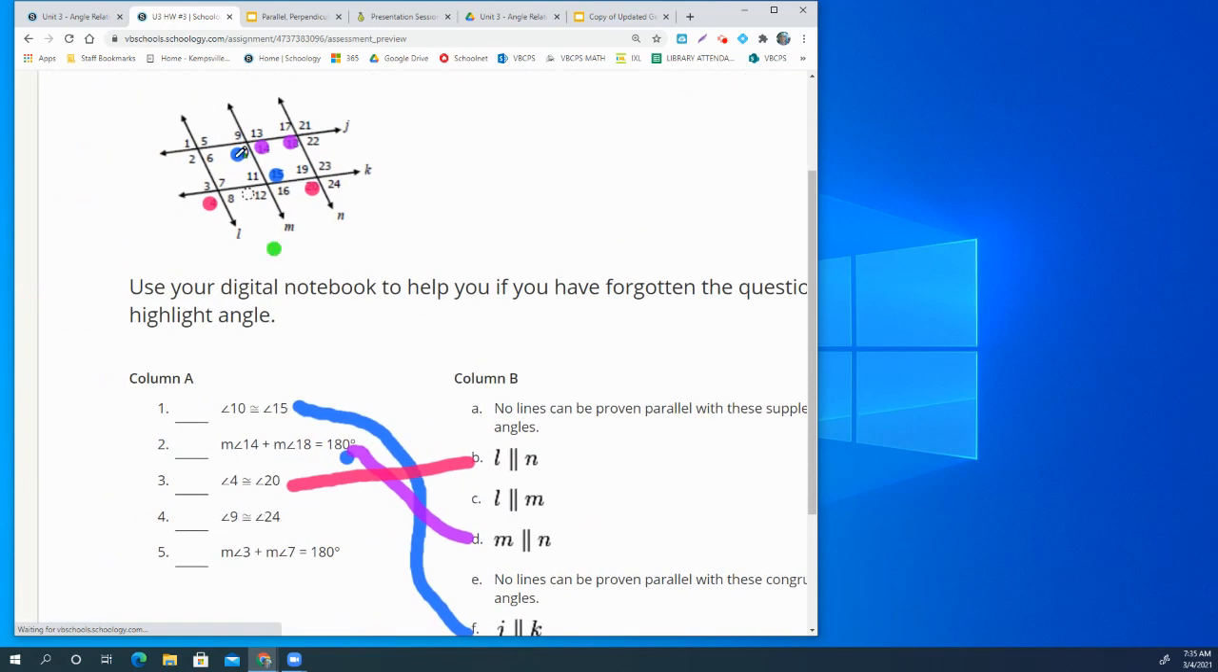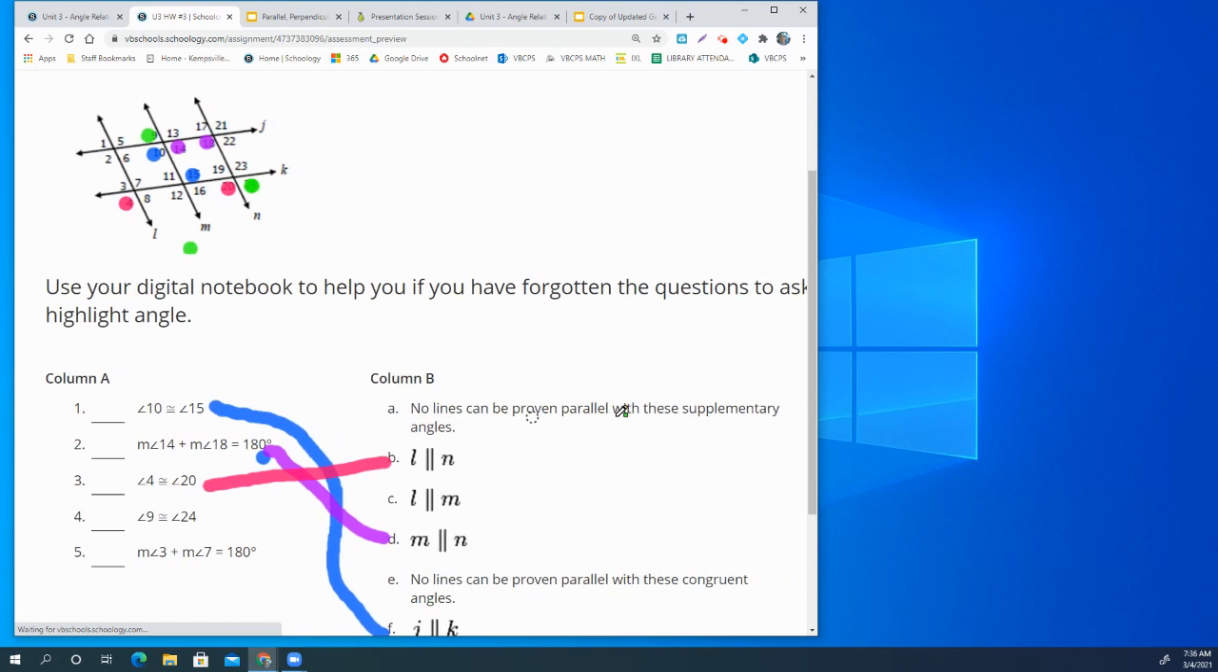I've got 9 and 24. How are 9 and 24 connected? What transversal connects them? It's a trick question. It kind of looks like they should be alternate exterior, right? Because they're kind of on diagonals from each other. Are they connected by a transversal? Can I get from this green angle to this green angle without making any turns? Can I go on one straight road? I can't. There's no transversal here. So no lines can be proven.